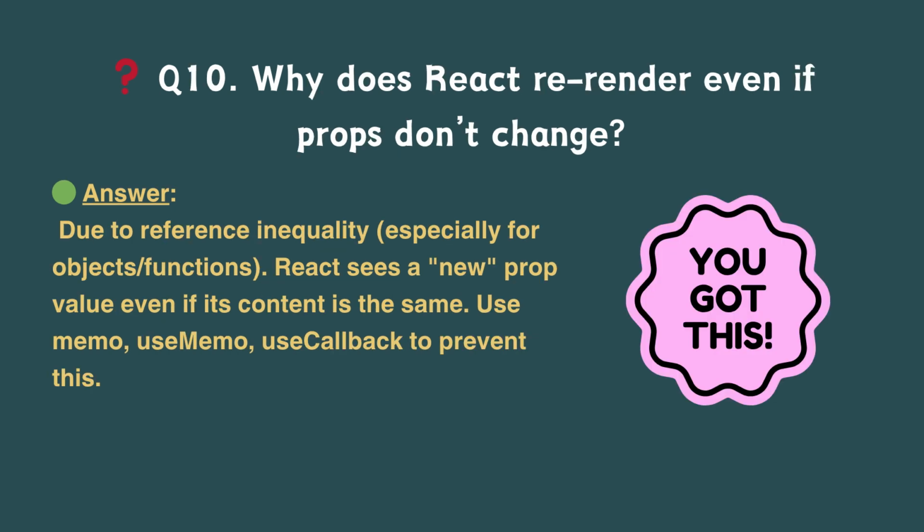Tenth question is, why does React re-render even if props don't change? The answer is due to reference inequality, especially for objects or functions. React sees a new prop value even if its content is the same. Use useMemo or useCallback to prevent this. That last question is one reason candidates get rejected even after writing perfect code. It's subtle, but companies like Capgemini really test this understanding.